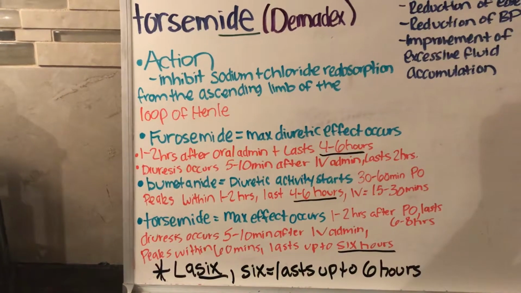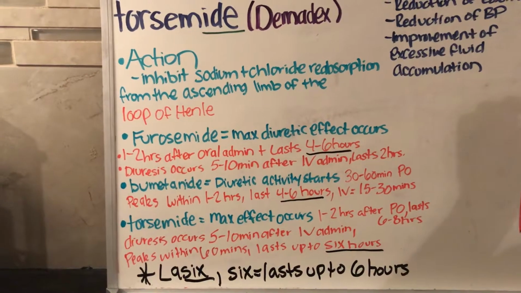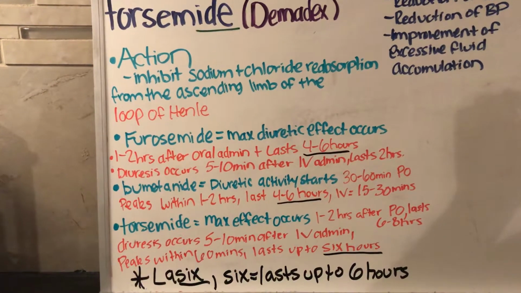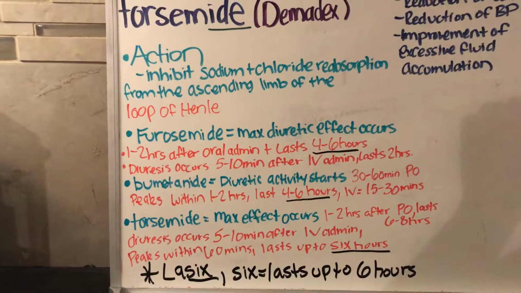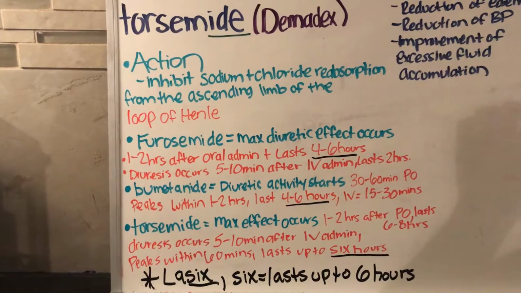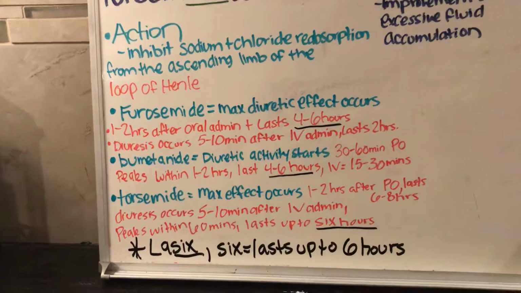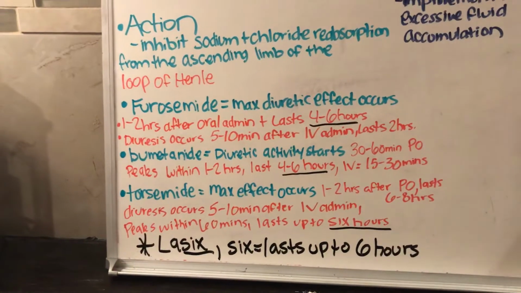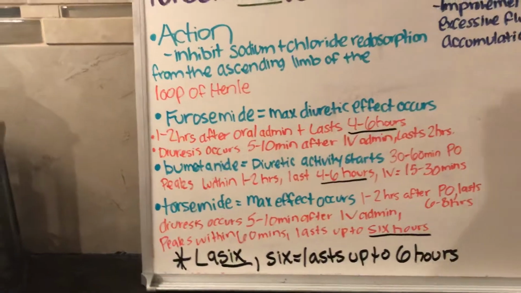For torsemide, the max effect occurs 1 to 2 hours after oral administration, and it lasts 6 to 8 hours. Diuresis occurs 5 to 10 minutes after IV administration. It peaks within 60 minutes and it lasts up to 6 hours. So one way to remember those times is the word Lasix. So 6 equals it lasts up to 6 hours.